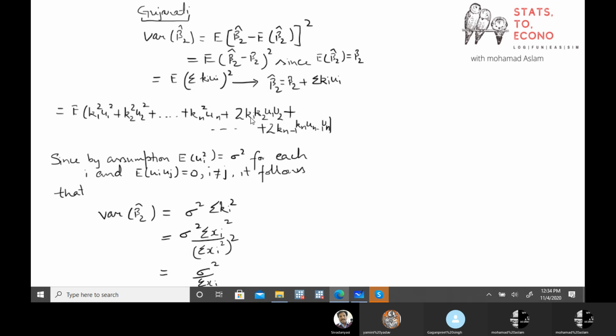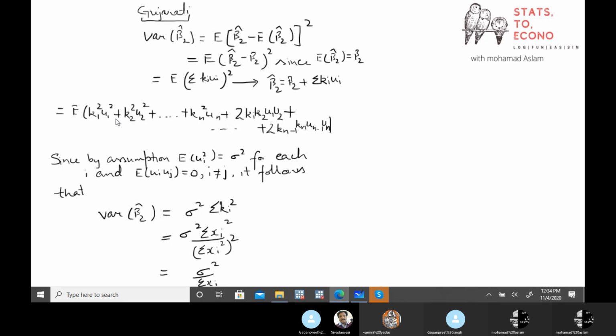And this k, we took as an assumption that x is fixed in repeated sampling, so it comes out of the expected value. So the expected value only remains with the expected ui uj, meaning all these terms, and all these terms will be 0 because of the assumption. So we will only be left with these particular terms.